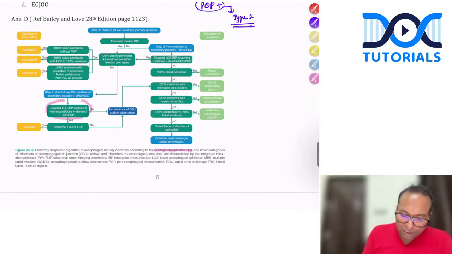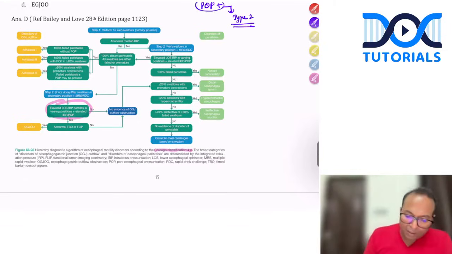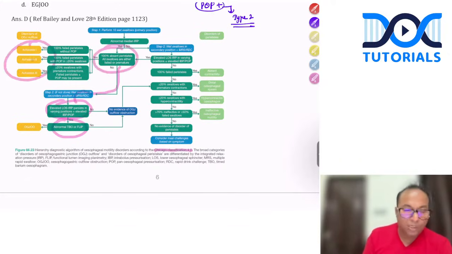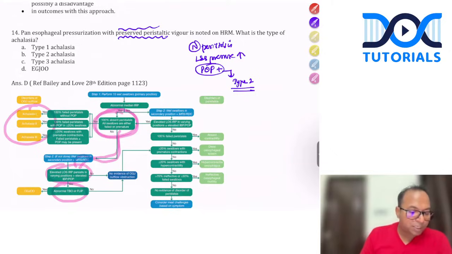elevated lower esophageal sphincter pressure, IRP, persists in varying positions. Elevated POP, that is called intrabolus pressure, also called pan-esophageal pressurization, and abnormal TBO, timed barium esophagram. So if you go through this, 100% absence of peristalsis gives type 1, type 2, type 3 achalasia. But if peristalsis is present, it goes to esophagogastric junction outflow obstruction.